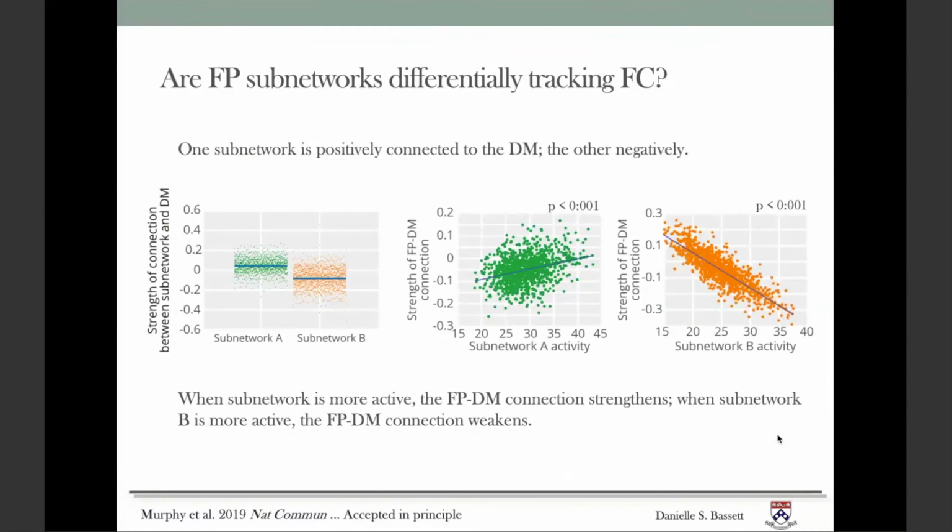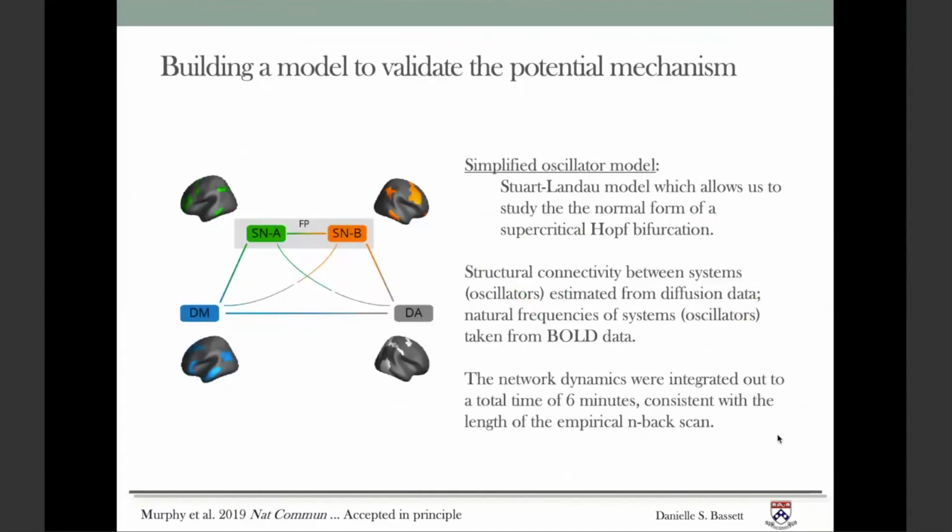What that suggests is that these two systems, when they change in their activity, it is altering the strength of functional connectivity between these two large-scale areas. Okay, but that's still just correlative evidence. What we'd like to do is to build a model that tests that mechanism in silico using a computational approach.